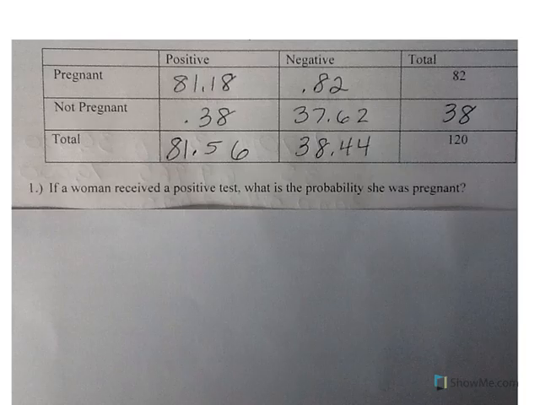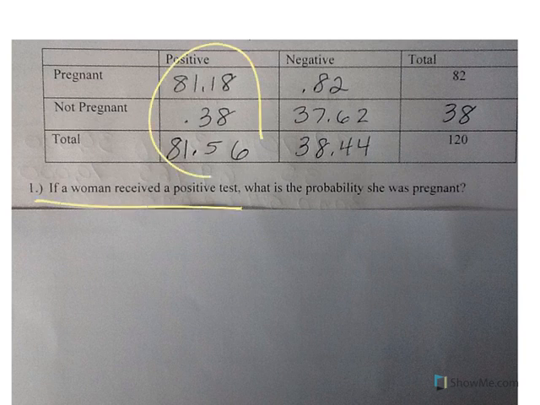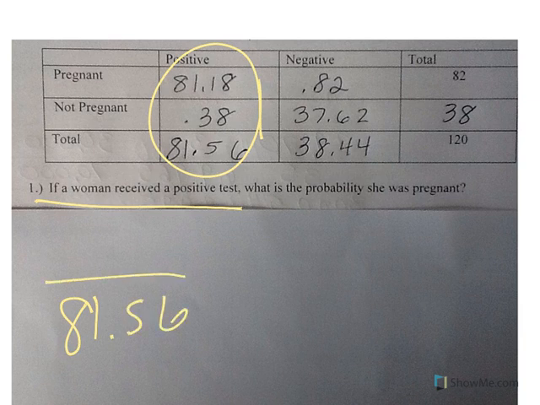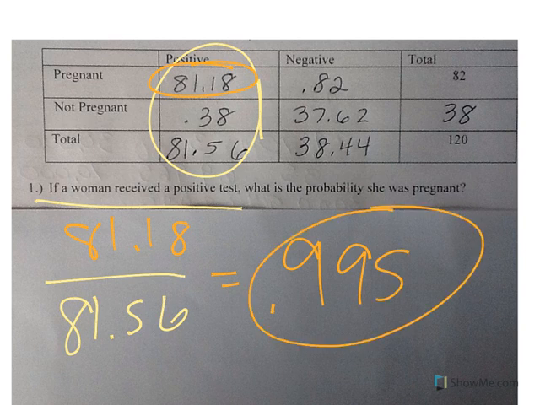Okay, let's do a math problem with this. If a woman received a positive test, that's this, denominator 81.56, what is the probability she was pregnant? 81.18, and that gives me a 0.995. 99.5% chance that she was pregnant if she received a positive test.